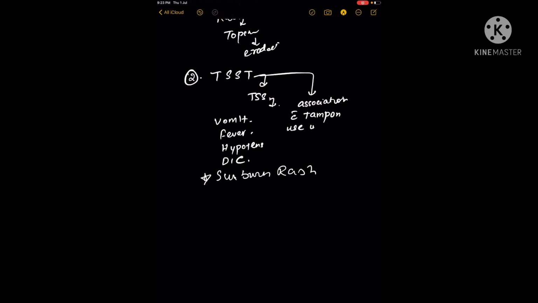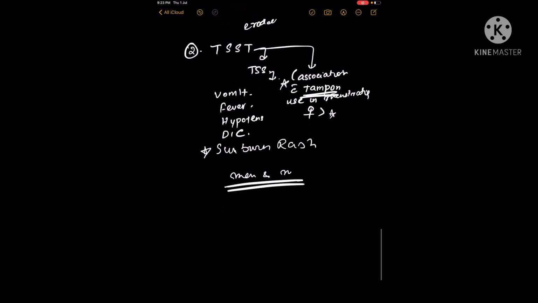Tampon use in menstruating females. So it occurs mostly in them, but it may be found in men and also non-menstruating women. But the most common association is this tampon, and this occurs. Toxic shock syndrome is a characteristic feature that we generally associate with tampons.